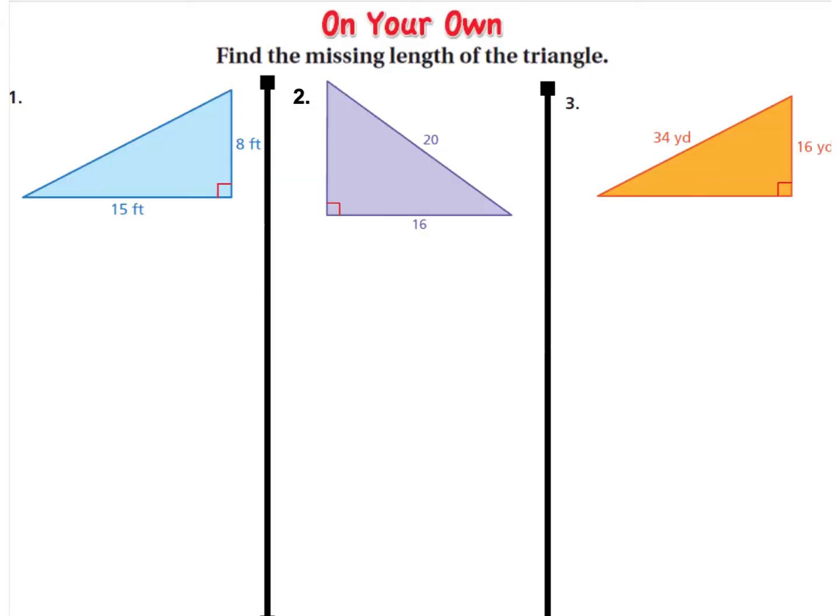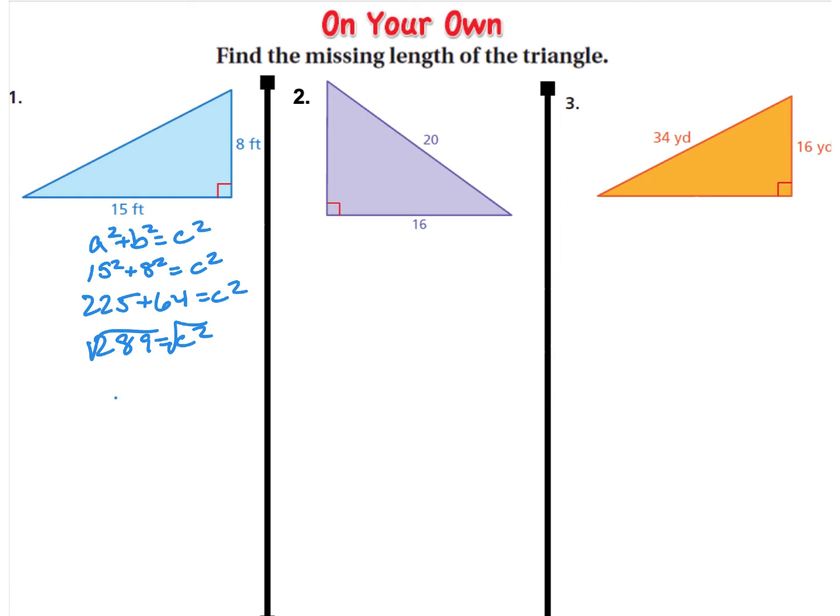So again, try these on your own. Pause the video and go ahead and try them on your own, and then come back and see how you did. A squared plus B squared equals C squared. 15 squared plus 8 squared equals C squared. 15 squared is 225 plus 64 equals C squared. 289 equals C squared. Find the square root. C equals 17 feet.